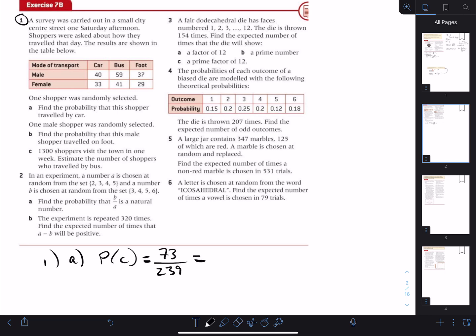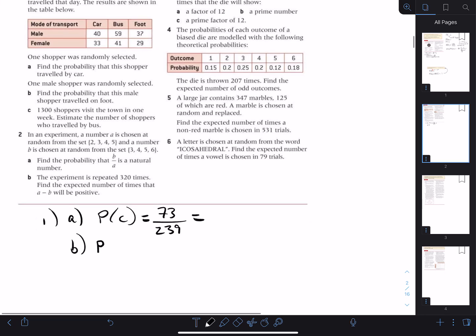I don't care. B, find the probability that this male shopper traveled on foot. Oh, one male shopper was randomly selected. So probability that... Now this one's interesting because it's essentially what's called a conditional probability. I'll point it out, but it'll come up shortly. So how do you write that? You could just write on foot, right? Something like that. But if I just looked at that, I would think that it's anybody. But this is only the male ones.